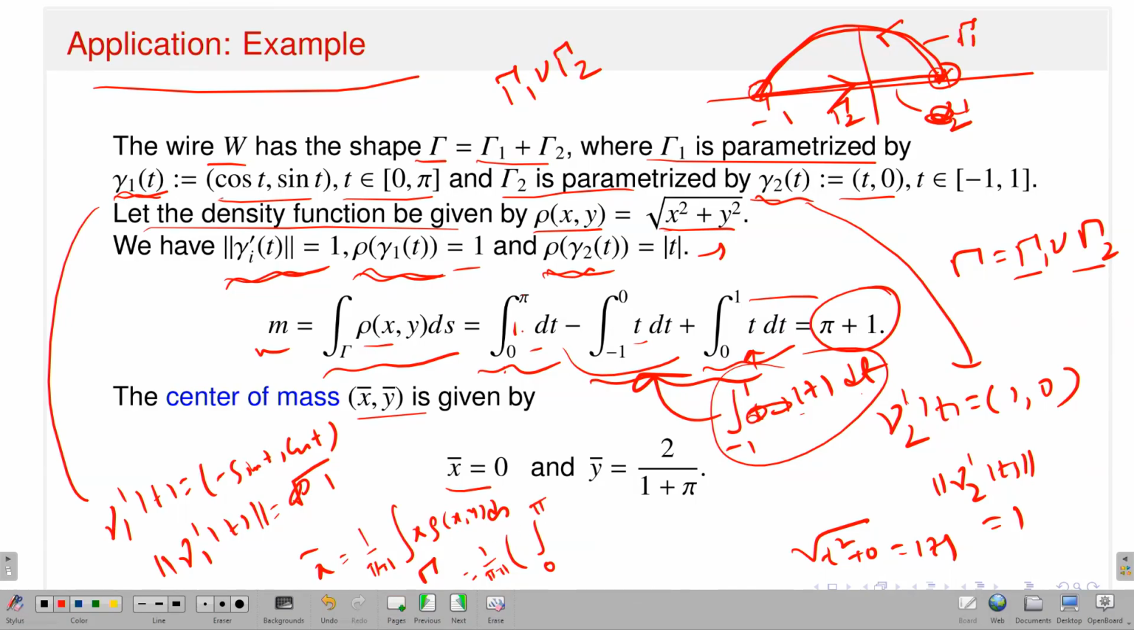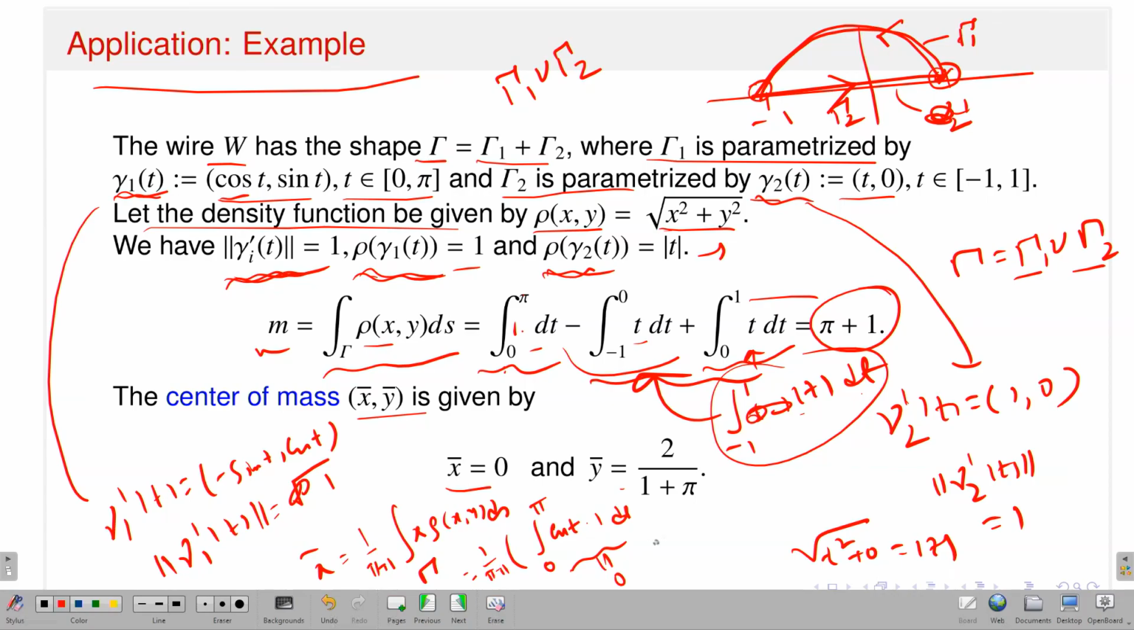Now look, what is my x in this case? Cosine t. So this should be cosine t. Rho of gamma 1 of t is 1. Gamma 1 prime t is 1, so that means this is dt. So that is the first one. Now if I want to integrate cosine t over 0 to pi, what will it give? It will give you 0. It will not contribute anything, because the antiderivative of cosine is sine, and if I evaluate sine from 0 to pi, it will not contribute anything.